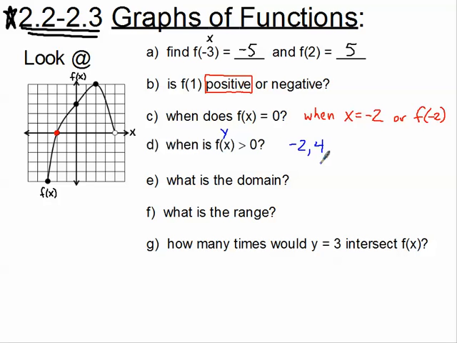The question is, am I using parentheses or brackets or one of each? Well, look at our symbol again. We are strictly greater than 0. I'm not interested in when we're equal to 0, so I'm not going to include the -2. And it doesn't really matter anyway at 4, because the function doesn't even exist right here, so I have to use a parenthesis. But that's the interval where f of x is greater than 0. f of x is positive.